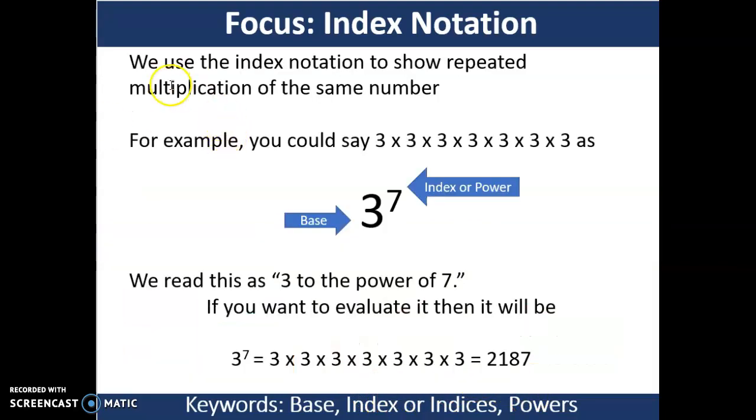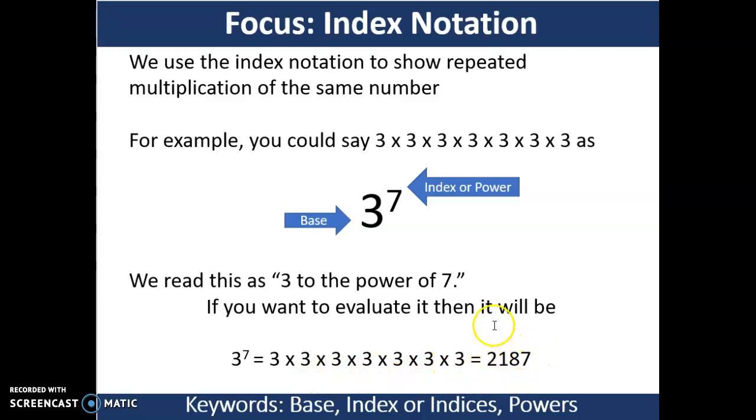So for the very first bit, why are we even doing this? Well, sometimes it might get quite cumbersome to actually express something like this. So instead of writing it out this way, they write it as 3 to the power of 7. So the 3 is your base, 7 is your index or power. And you get the idea, it's going to be 3 to the power of 7. And if you want to evaluate, what they're trying to say is evaluate means I want my final answer. You take a calculator, you plug it all in, and this is your answer right here.